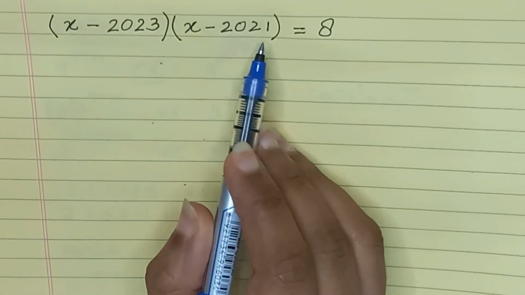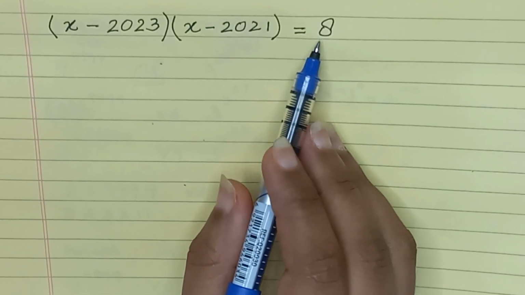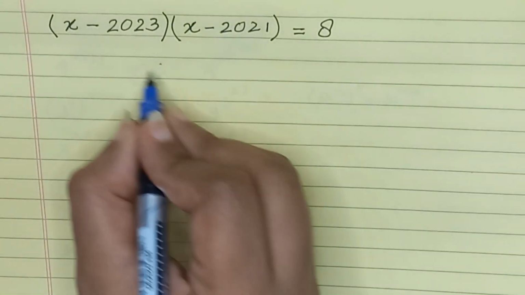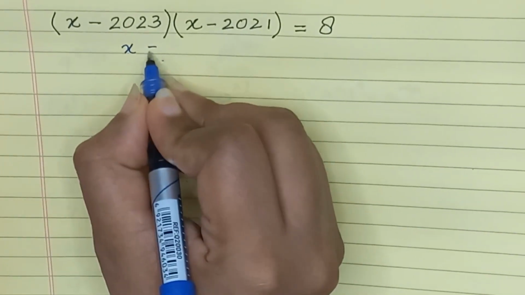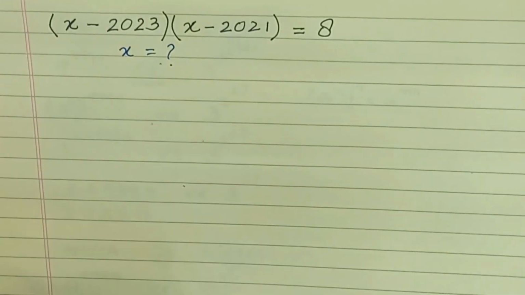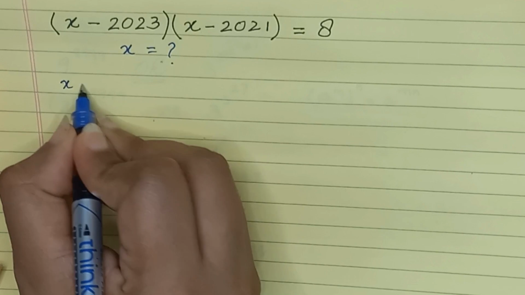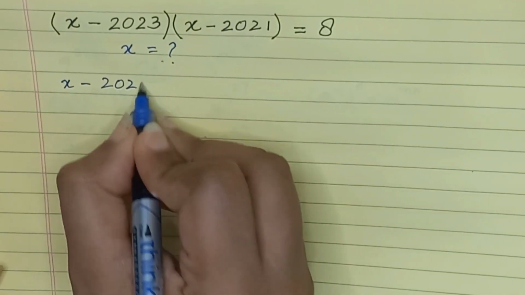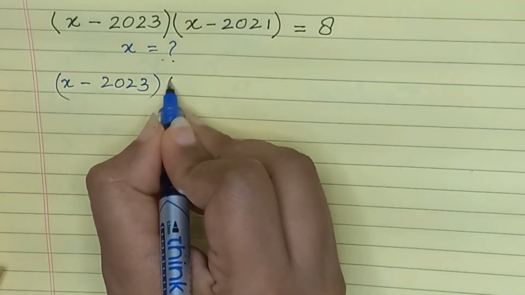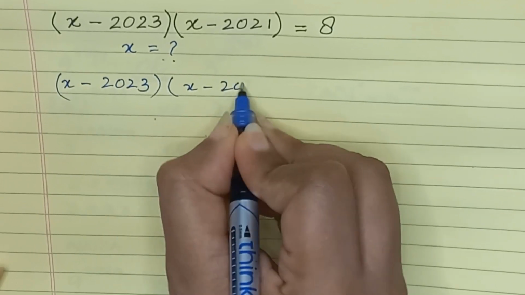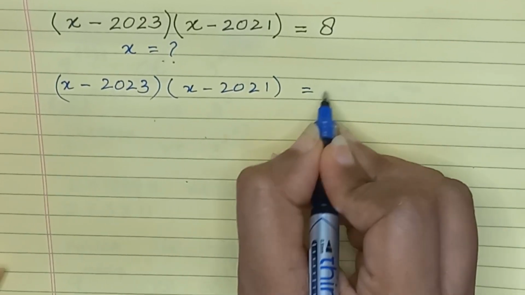Today we are going to start the question (x − 2023)(x − 2021) = 8, and from this equation we have to find the value of x, which is unknown. So we are given that (x − 2023)(x − 2021) = 8.